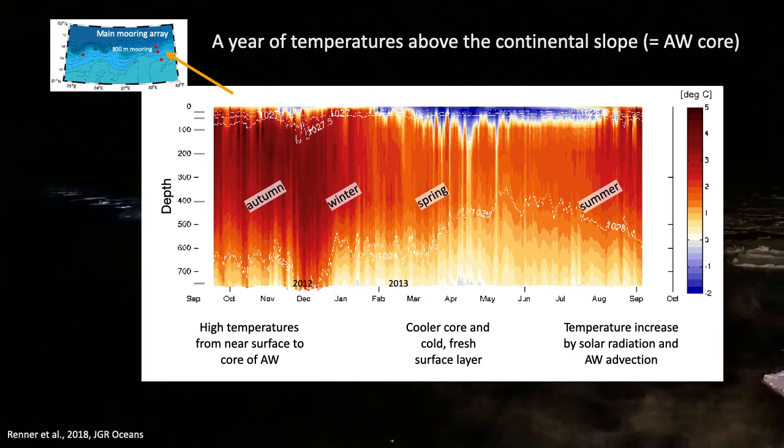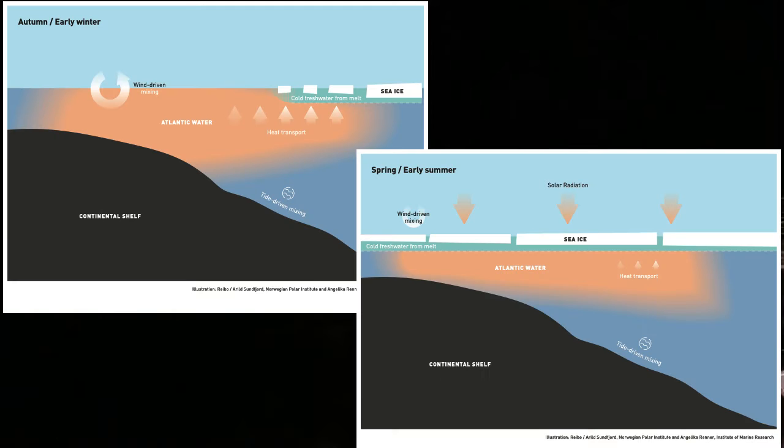Here's an example of part of the dataset, which shows temperatures recorded over a year in 2012 to 2013. The Atlantic water inflow is characterized by high temperatures, around 2 to 4 degrees centigrade, and we clearly see a seasonal development from autumn to winter, spring, and finally summer.